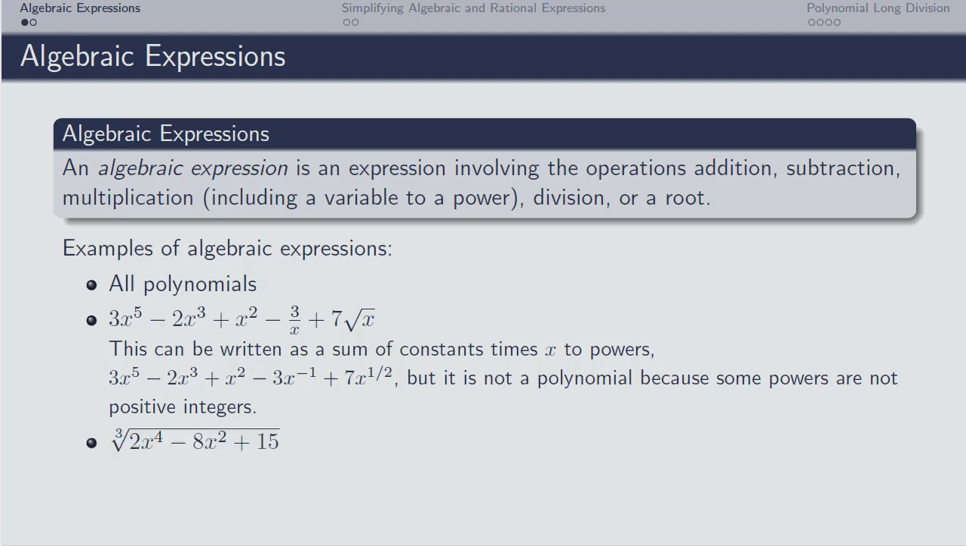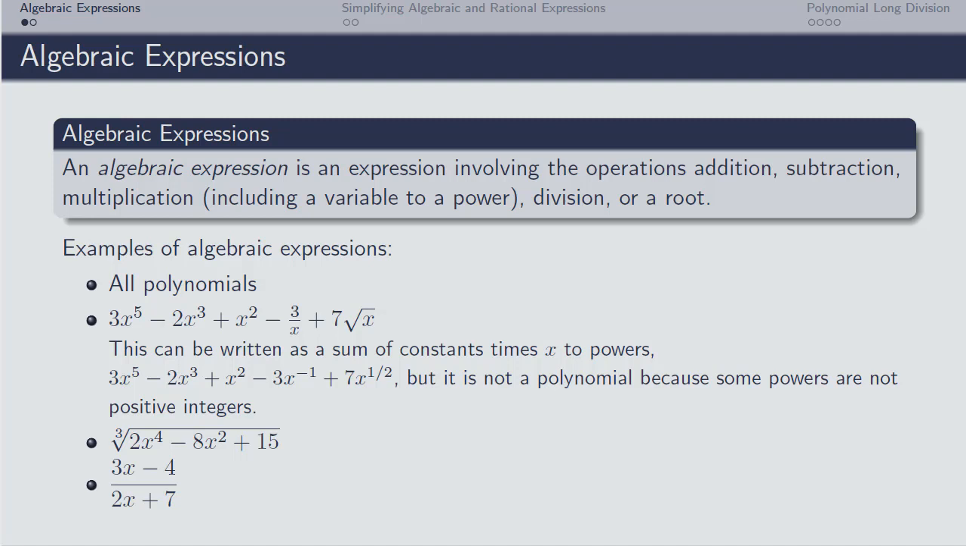The cube root of 2x to the 4th minus 8x squared plus 15. Again, I've got roots, powers, addition, multiplication, but that's all I have. So that's an algebraic expression. And then this algebraic expression, 3x minus 4 divided by 2x plus 7, that's just a polynomial divided by another polynomial.